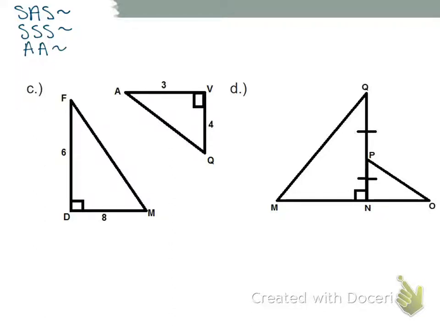All right, probably the easier one to talk about is going to be letter C. What did we come up with there? Okay, they are similar by side, angle, side. You don't necessarily need to talk about the angles. You could state, angle D is congruent to angle V because they're both right angles.